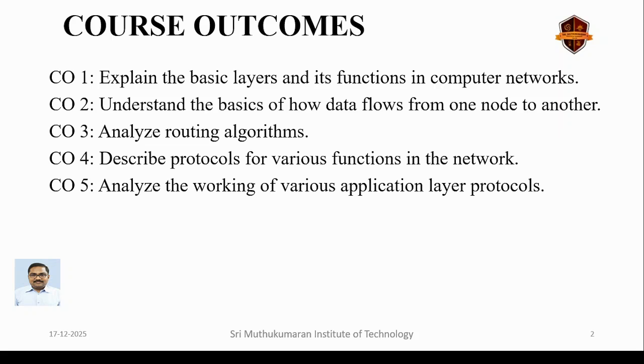The first course outcome is they can learn the basic layers and their functions in computer networks. The second course outcome tells us about the basics of how the data is going to flow from one node to another. The third outcome tells us about the various routing algorithms which are used in the network. The fourth outcome describes the various protocols for the functions that happen inside the network. And the last course outcome tells us about the various application layer protocols, and how they work at the application layer level.